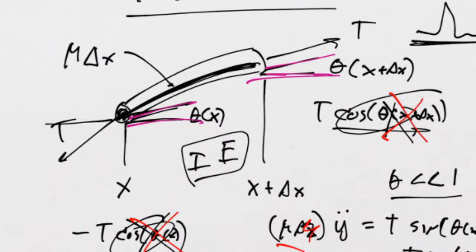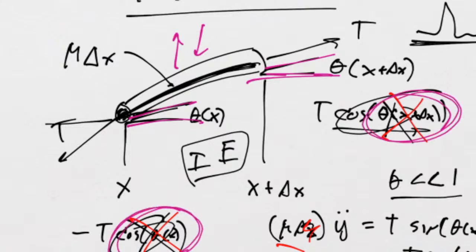There's also a presumption that the motion is all just up and down, right? That's an important presumption, so that allows us to balance T in the x direction. But that, of course, is driven by the small angle approximation. Because cosine theta of x and cosine theta of x plus delta x, if this angle is small, are both going to be 1. So the force in that direction will naturally cancel in the small angle approximation.